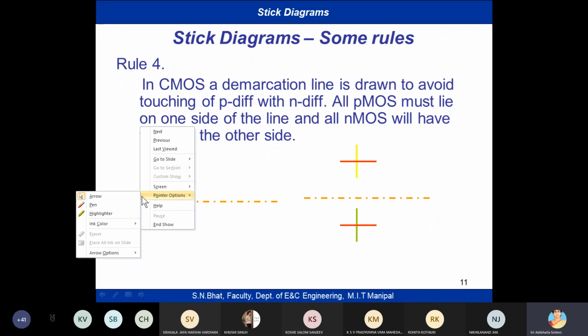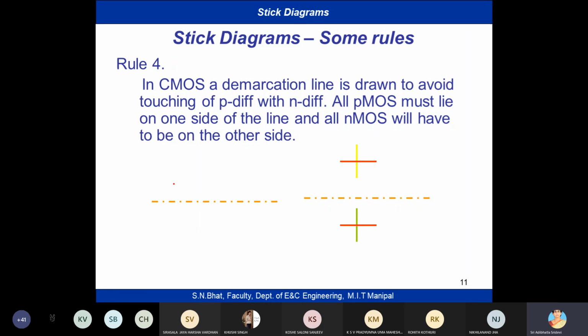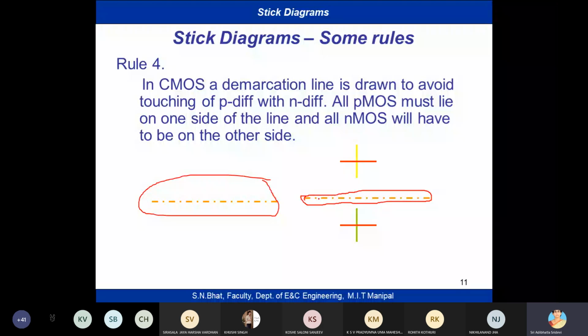And then the next rule is, we should have a demarcation line, which is in brown color, dash dot dash dot. It's a demarcation line. This demarcation line is used to separate the PMOS circuit and the NMOS circuit.